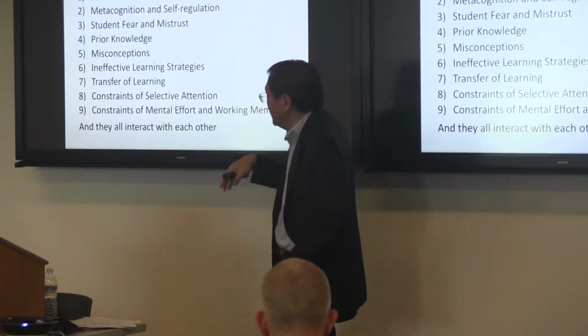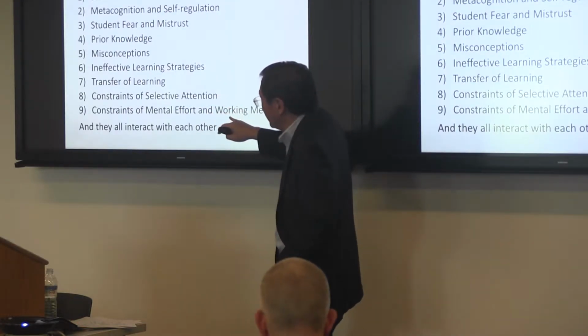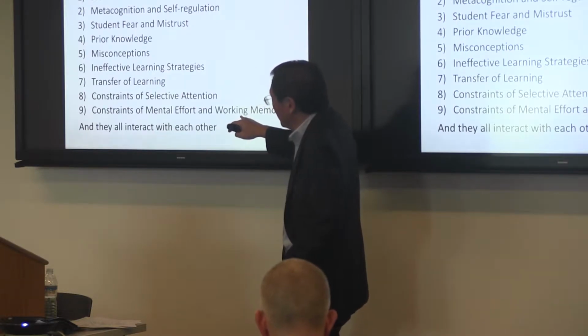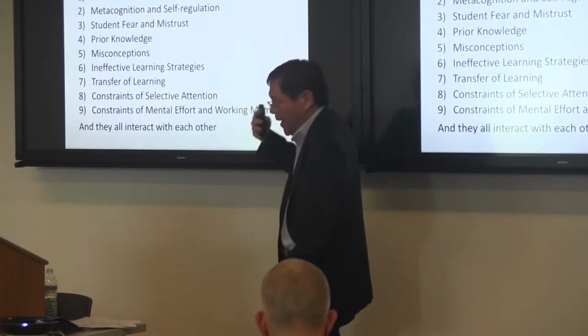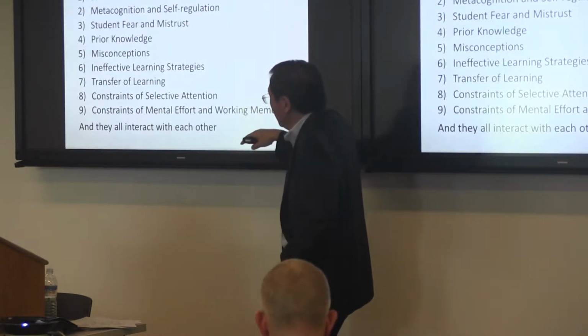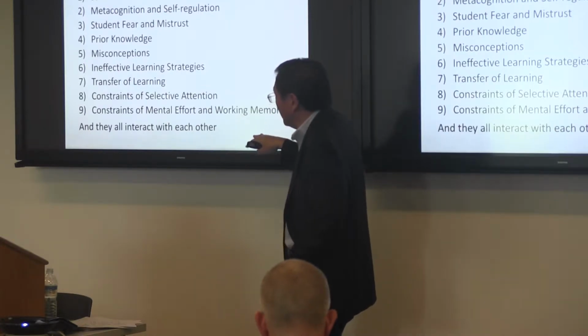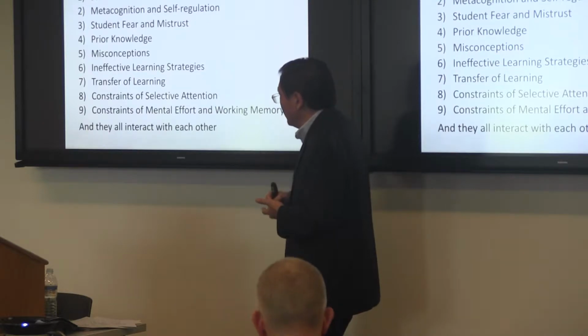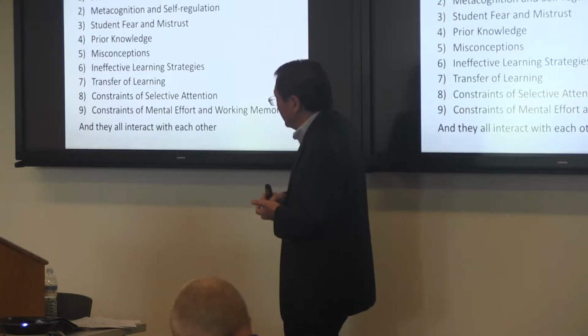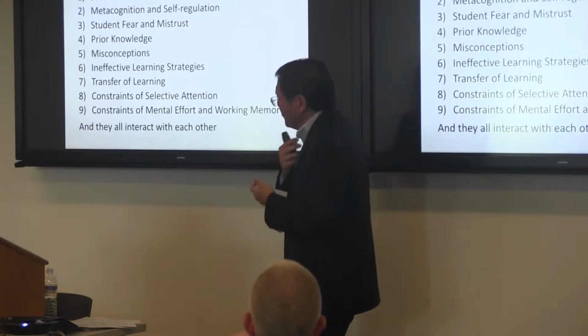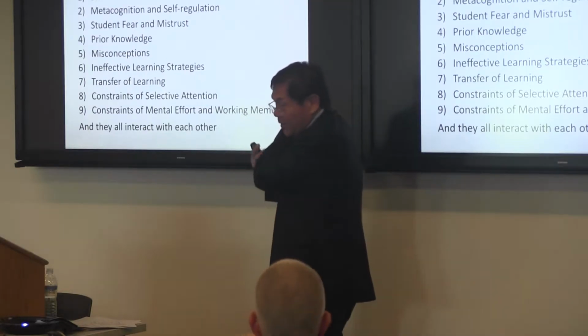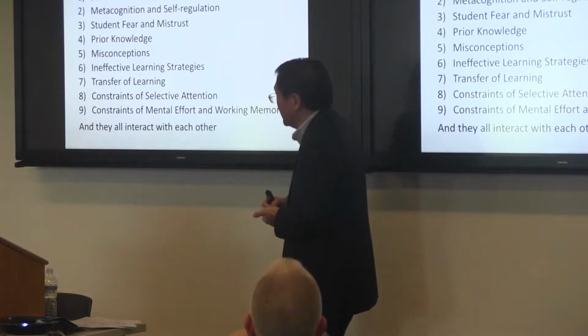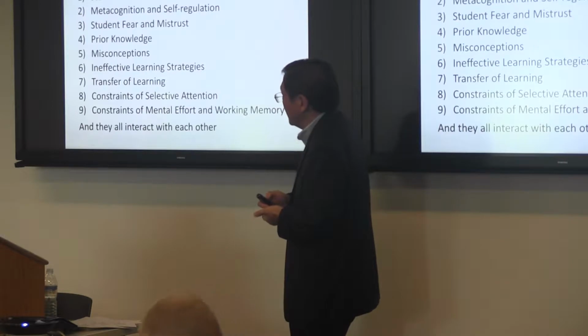outside of class. Constraints and selective attention, we talked about this in the earlier talk. Attention is one of the main constraints on learning. And then constraints in mental effort and working memory. I didn't get to this before. I may get to it if I have time during this talk. Mental effort or concentration is another one of those major constraints on our ability to learn.